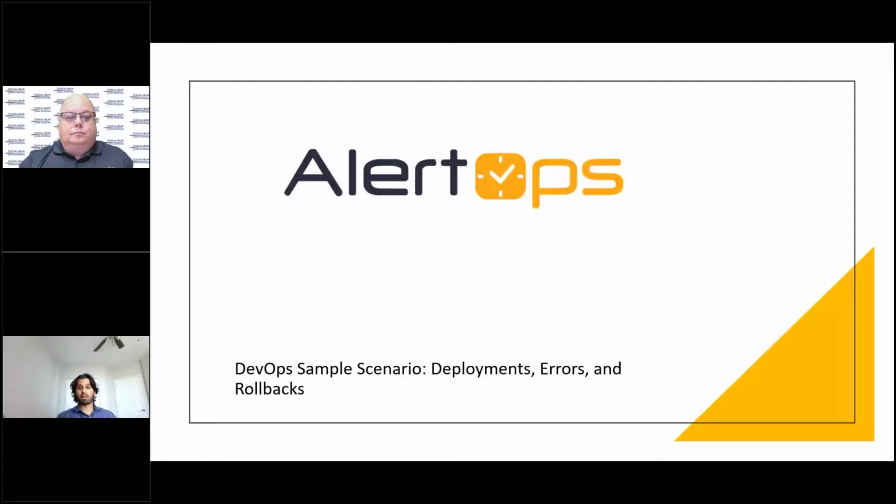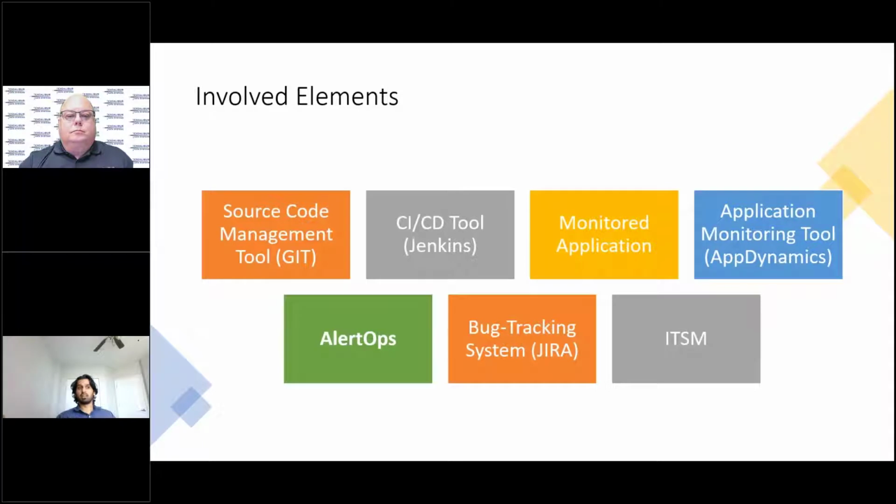I appreciate it. So really what we're going to cover today is a very specific use case in terms of how AlertOps might be able to facilitate the DevOps flow. I'd like to jump into a quick presentation that covers the moving parts in this scenario. This DevOps sample scenario is going to cover deployments as well as application errors and rollbacks, and how we would come to a resolution or remediation as a byproduct of detection of a new deployment that has caused an error within an application.